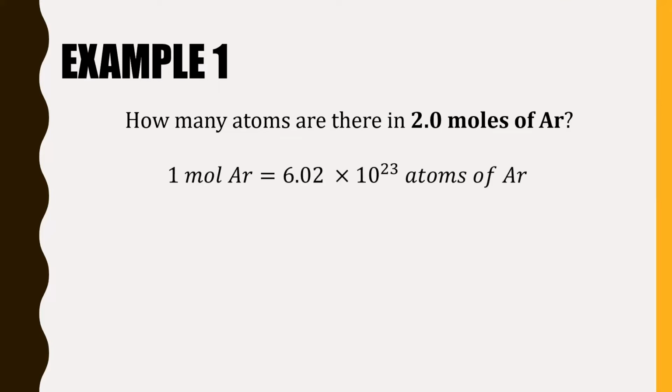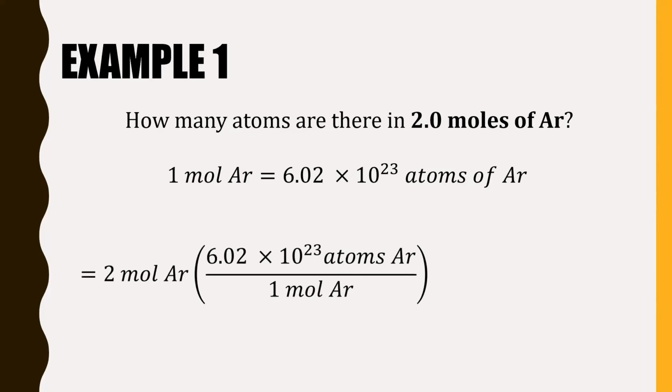Now, alam natin, para masagot itong problem na to, alam natin na for every 1 mole of argon, meron kang 6.0 times 10 to the 23 atoms ng argon based on our Avogadro's number. So, gagamitin natin yung factor na to to find the answer kung ilang atoms ng argon ang meron sa 2 moles of that element. So, 2 moles of argon will be multiplied to that given factor. Yung mole nasa baba, yung atoms nasa taas. Right side.